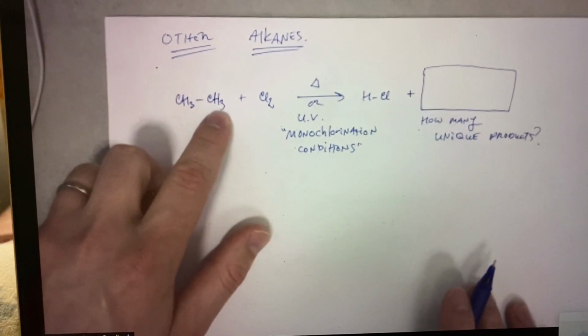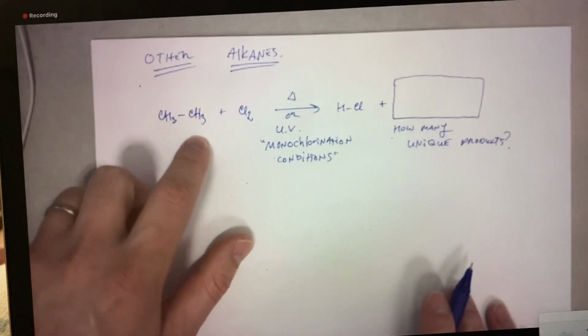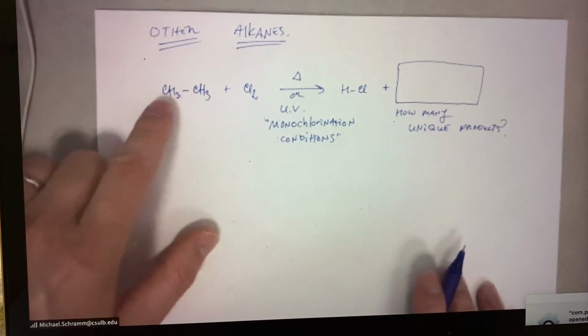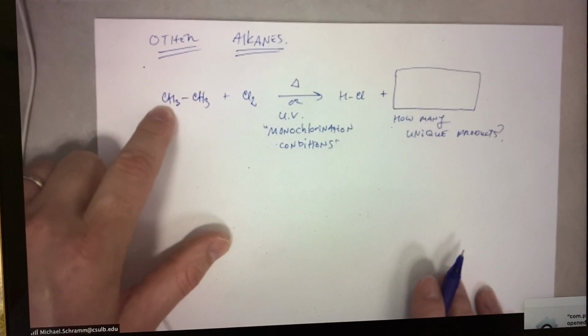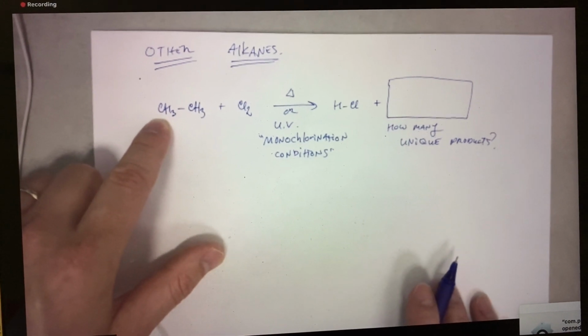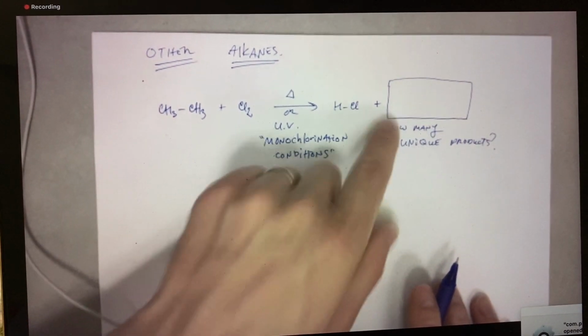Obviously, we take one of these hydrogens and put chlorine in it. We'll have a chlorine dangling off this side. Or, well, what if a chlorine radical attacks this carbon-hydrogen bond on this side of the molecule? We'll put a chlorine in here. Is that a unique product, or is that a different product?